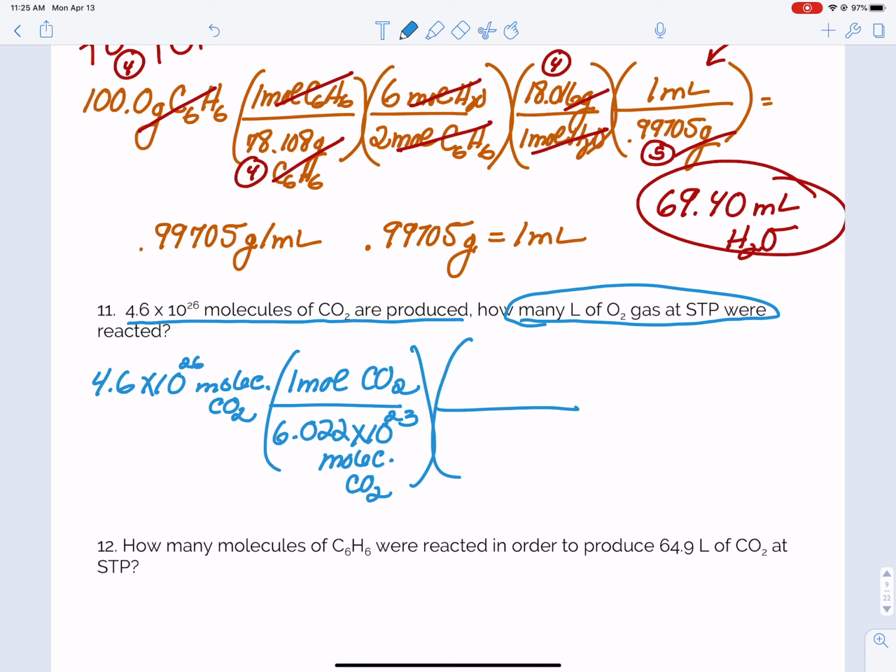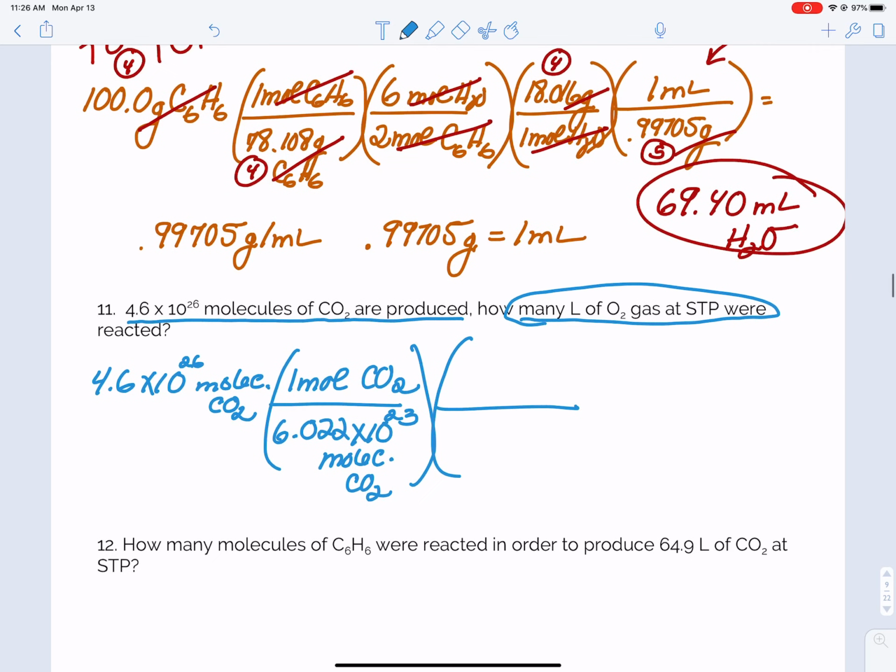Now I have moles of known, which is carbon dioxide. I want to convert it to moles of unknown, which is oxygen gas, and that's where I use the coefficients from the balanced chemical equation. So the balanced chemical equation says for every 12 moles of carbon dioxide, I will need to react 15 moles of oxygen gas. Right?